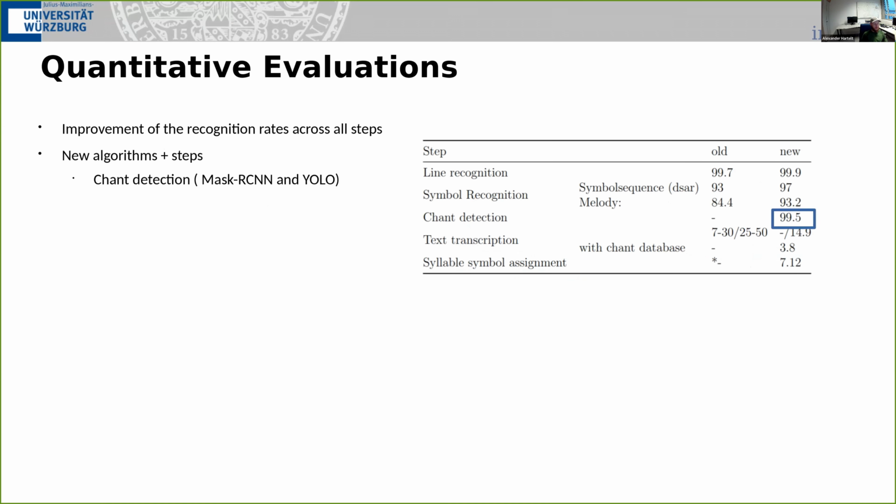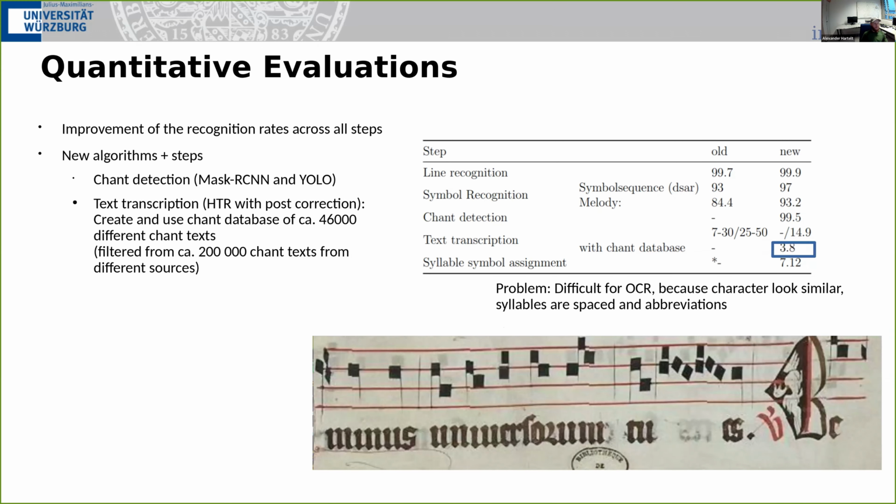Another thing that is new, which I mentioned earlier, is we have a step for detecting chant instances. For that, we are using Mask R-CNN or YOLO. With those models, we detect the initials, and we use the initials and the reading order of the lyrics to instantiate or segment different chants. Another step that is new is that we have improved our text transcription.